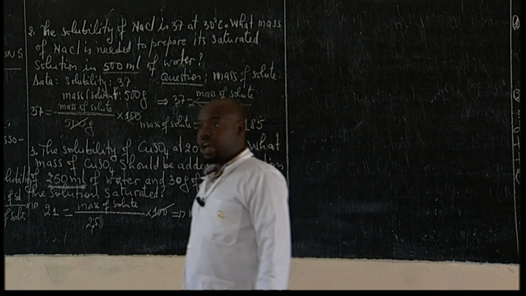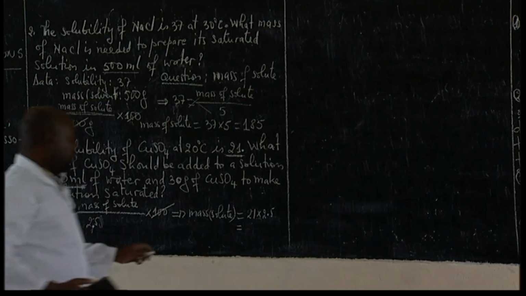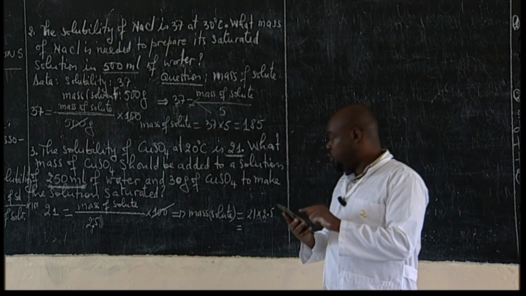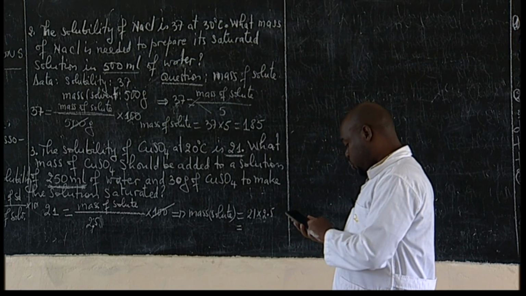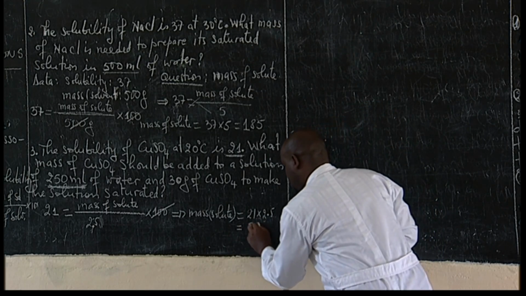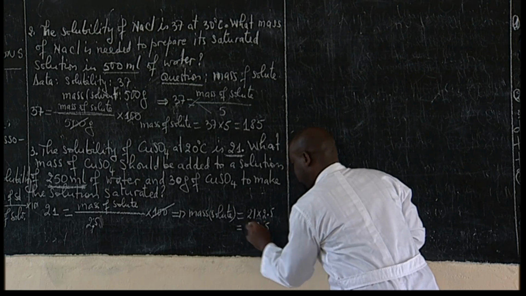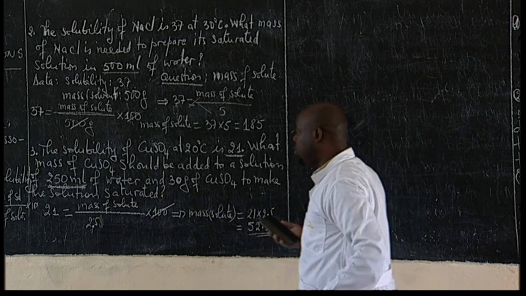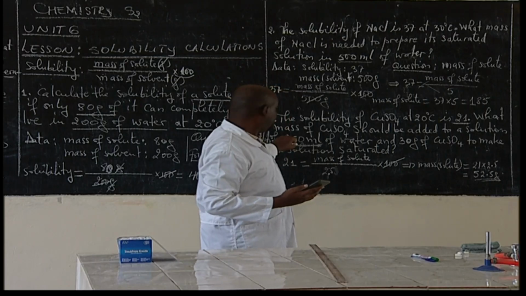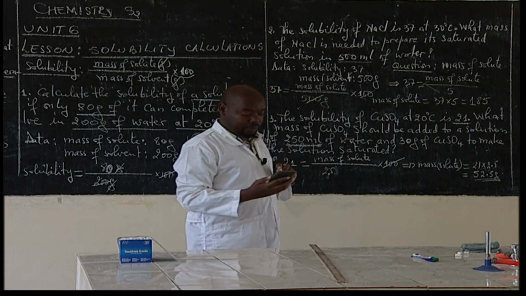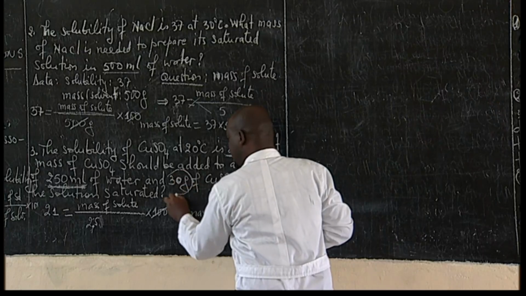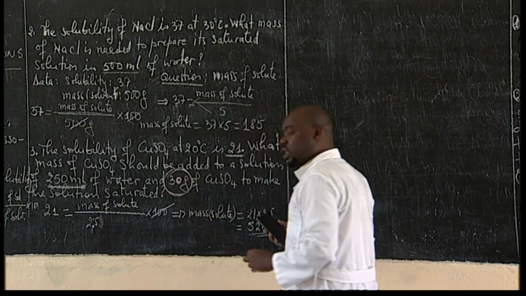21 times 2.5, what do we get? If you use your calculator, you find that 21 times 2.5 is equal to 52.5. So this is the mass of copper sulfate we have to add to this amount of water to make a saturated solution. And it is said that we have already a solution containing 30 grams.